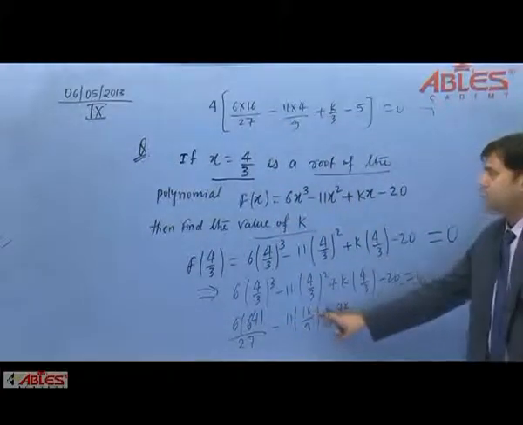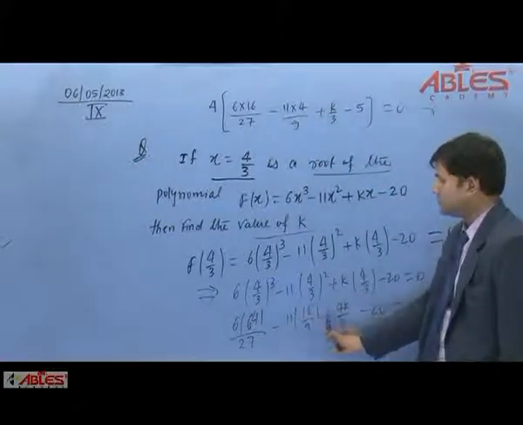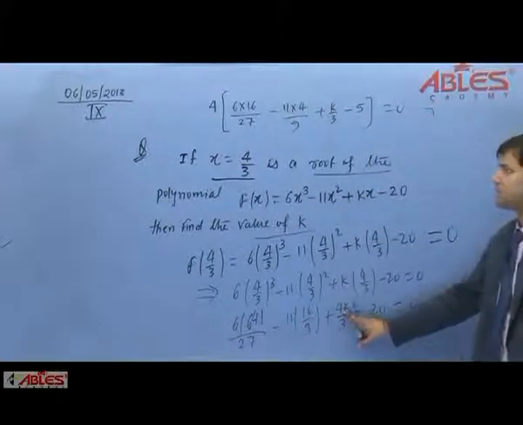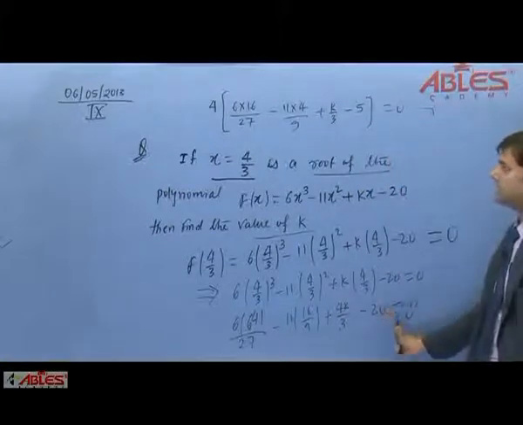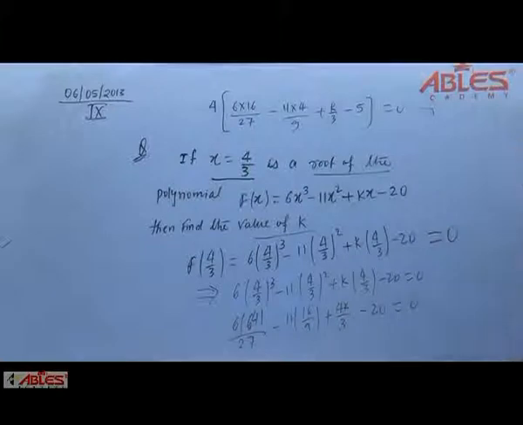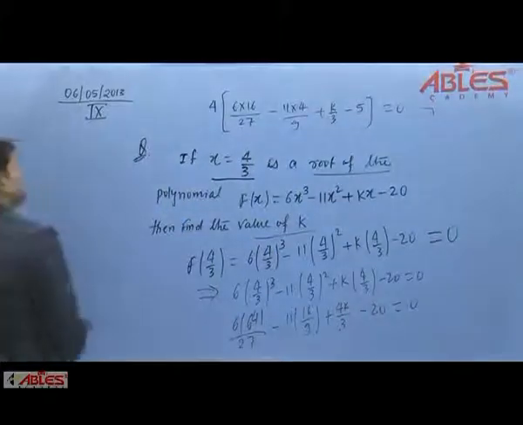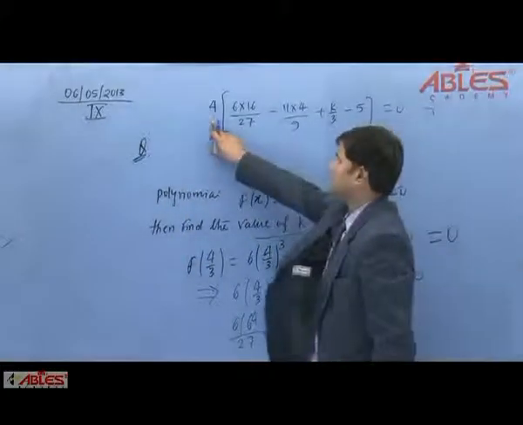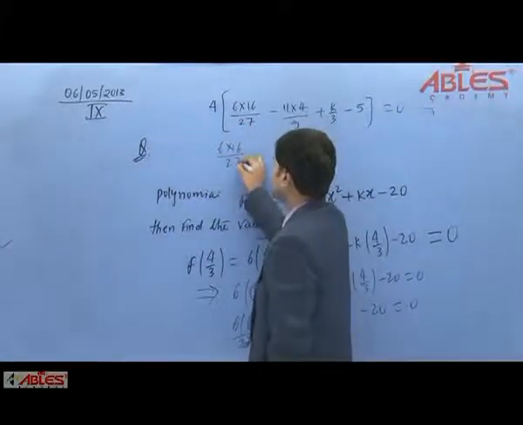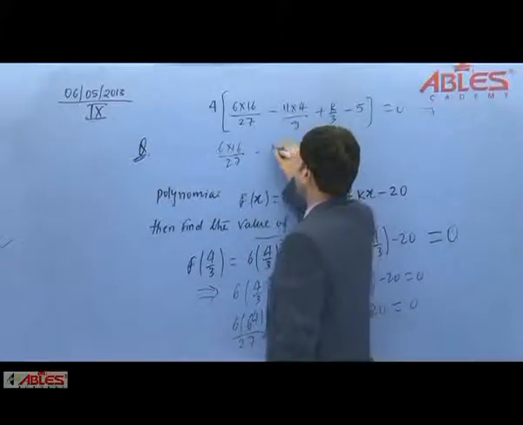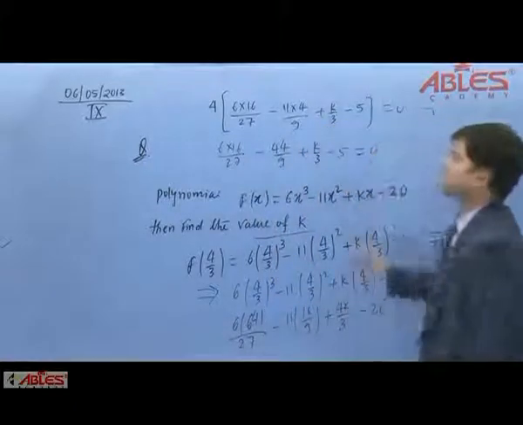Similarly, this is 4 into 4, so after taking 4 common you will get only 4 here. The remaining quantity is minus 11 into 4 upon 9. Then after taking this 4 common, you will get plus k upon 3 only. And this is minus 20 this time. After taking 4 common, you will get minus 5 only. Fine students, is it clear? Now see further, this 4 common we can transfer to the right hand side, and it becomes 0. So you will get the terms 6 into 16 upon 27 minus 11 into 4, that is 44 upon 9, plus k upon 3 minus 5 equals 0.